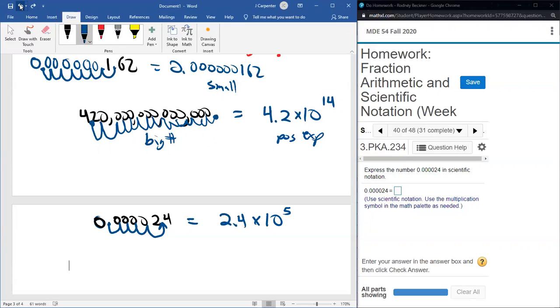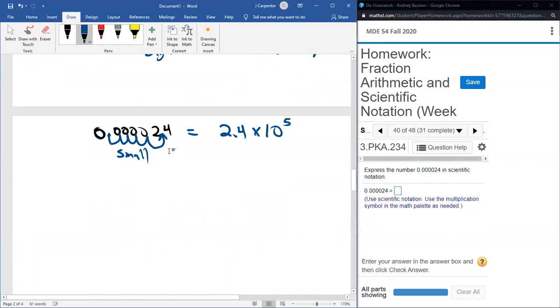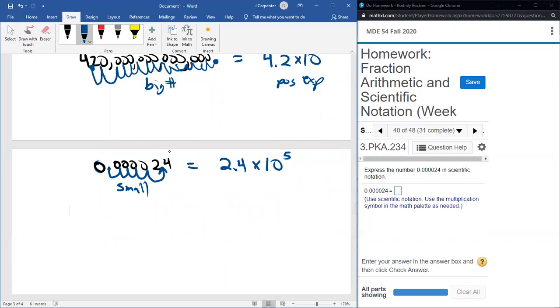Well, we ask ourselves, the number in non-scientific notation, is it big or small? Well, that's definitely a small number. Now again, the big and small idea is not arbitrary. I gave you a definition for that. Big numbers are 10 or bigger. In other words, they have more than one whole digit. Small numbers are anything less than 1, which means there are no wholes. So because that was a small number, this should be a negative exponent. And that says it should be 2.4 times 10 to the negative 5.